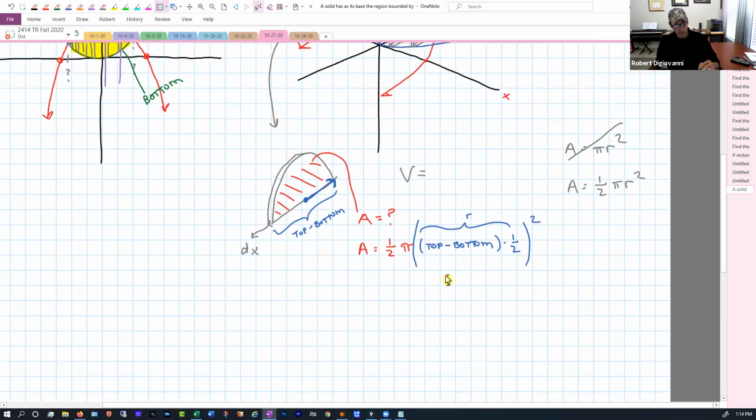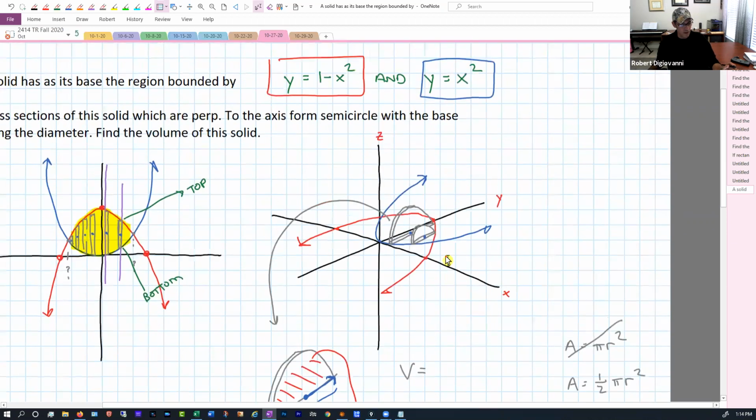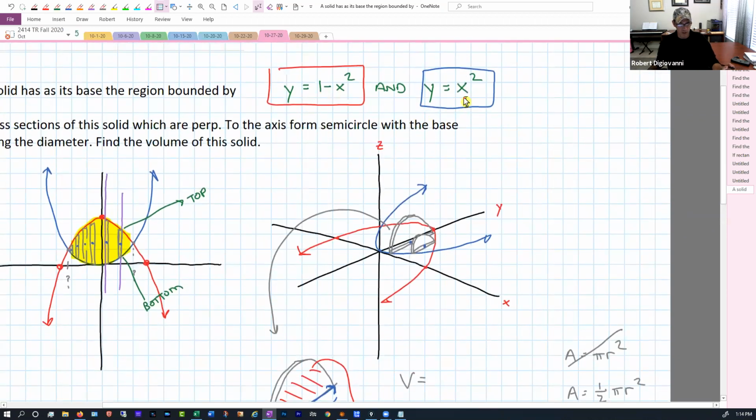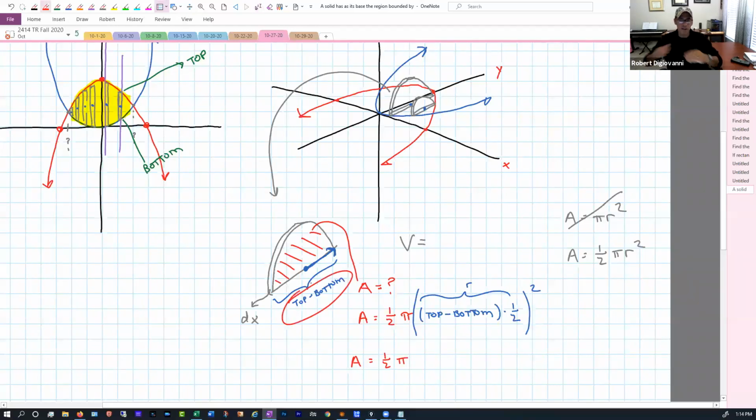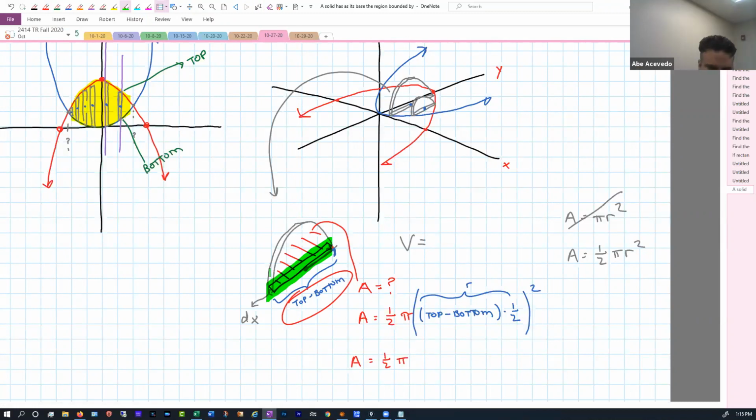So let me go ahead and clean this up, and let's plug things in, because we know what the top one is, right? The top one is 1 minus x squared, the bottom one is x squared. So the area of one of these should be 1/2 pi. And what was the reason for the 1/2 on the radius? Top minus bottom would give us the diameter of the semicircle, because it's from one edge to the other. That's the rectangle on the bottom there, which I'm highlighting in green. We don't want that whole distance, we want half of it. The whole distance is the diameter.